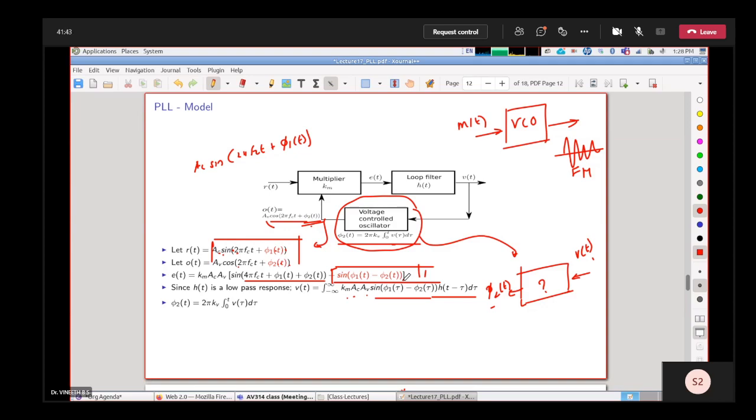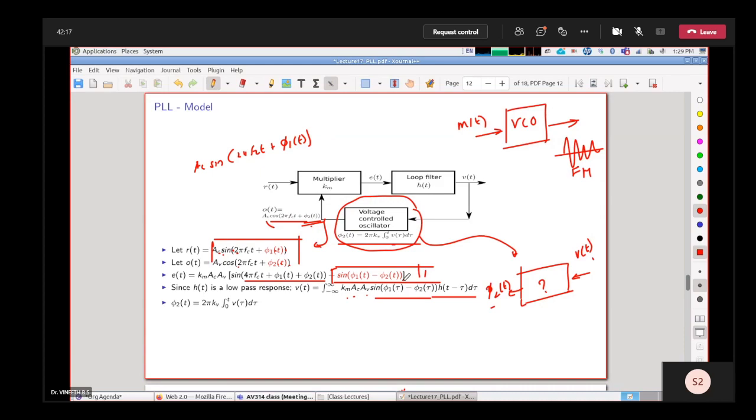So it kind of depends upon what this filter is. If it's an ideal low pass filter, like a brick wall kind of response, then yes, true, the output is going to be a scaling of sine of phi1 of t minus phi2 of t. But in general, you cannot say that.